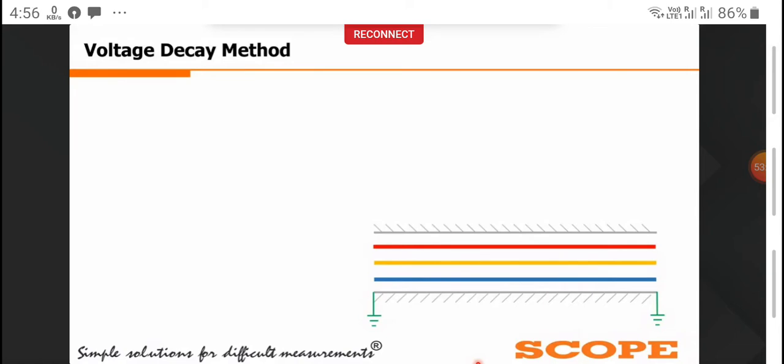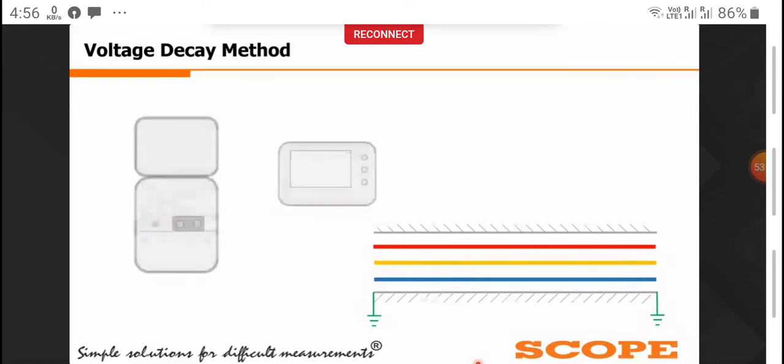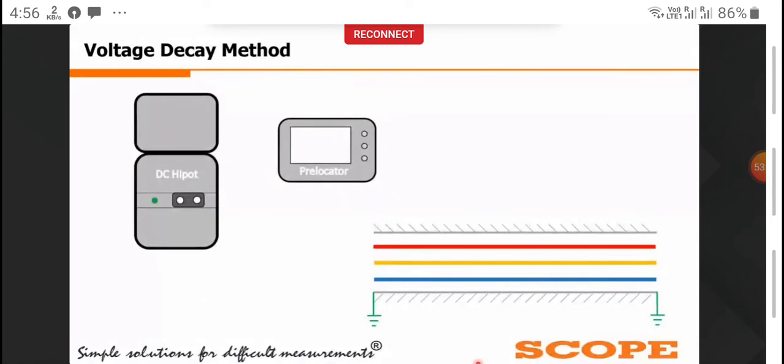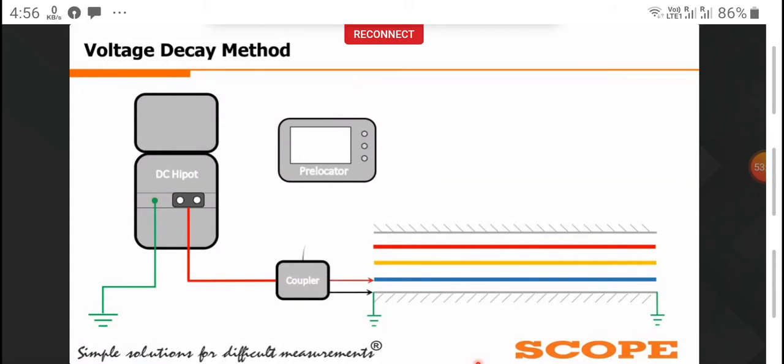In the voltage decay method, we connect a DC hipot or DC high voltage test set to the cable, and we use a prelocator. As I explained earlier, in the ICM method the current transients are used for detecting the fault distance. In the voltage decay method, we apply DC high voltage to the cable, meaning we charge the cable up to its breakdown point.